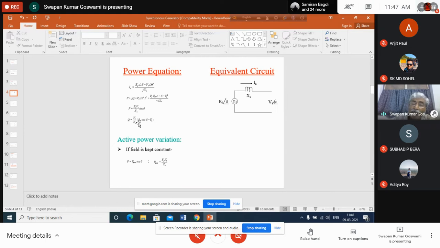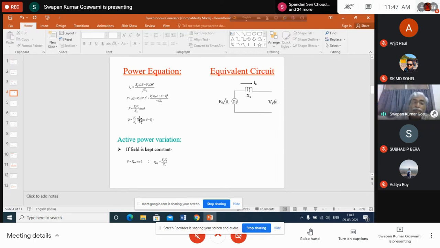So if you want to vary EF when the speed of the generator remains fixed, the only method is to change the field flux. Because if the flux is increased and the armature is rotating at the same speed, the rate of change of flux linkage will increase. Because of the increase in the flux value, more voltage will be induced in the generator armature.